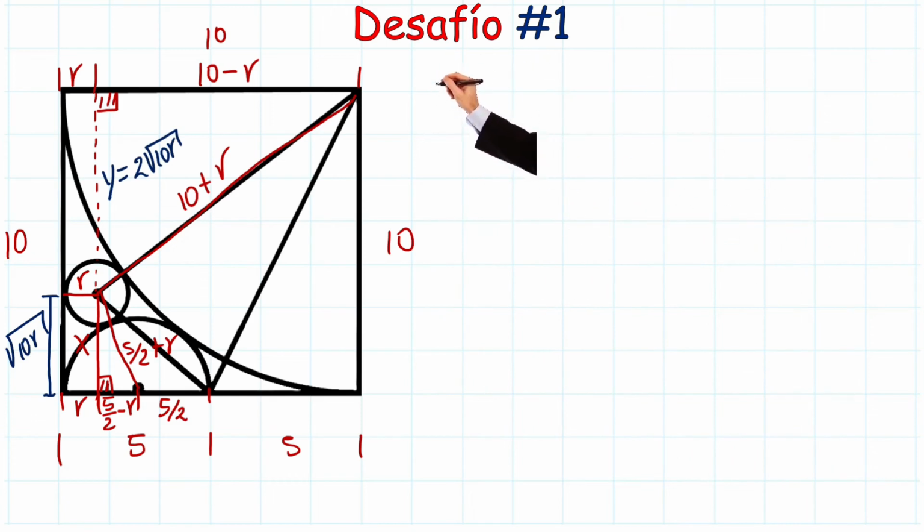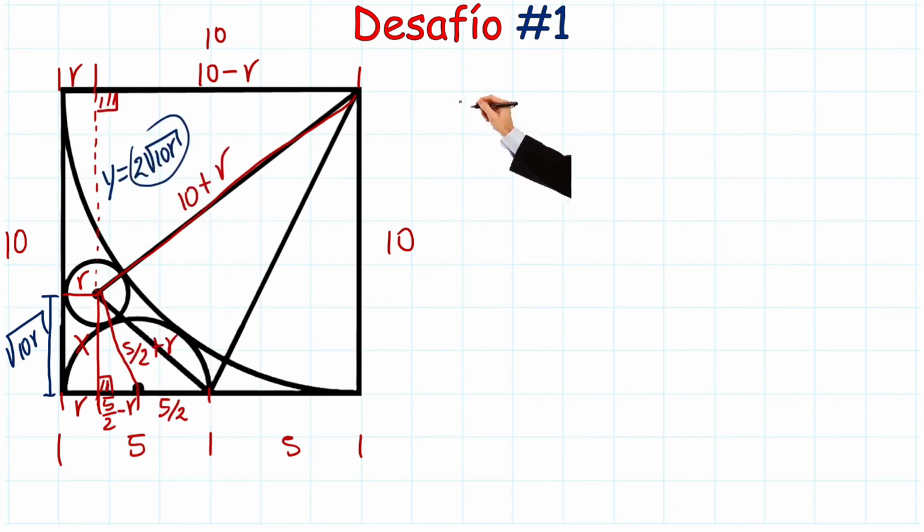Alright, I've erased everything and we're left with this. Now what we're going to do is find r. How are we going to do it? We'll add this red line we have here with this red line that we have here, the dashed line with the solid line. And how much should this give me? It should give me 10 because it is the side of the square.